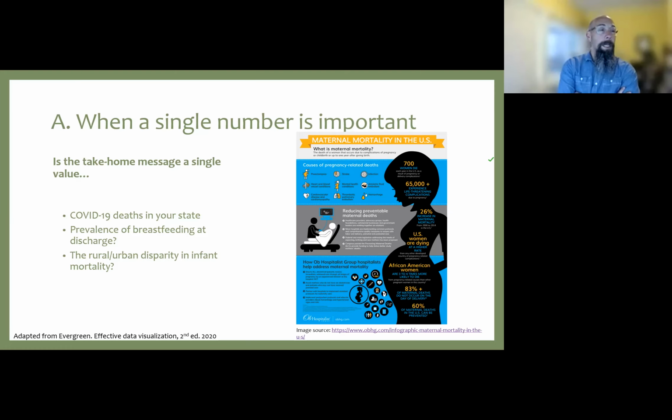So I just have other examples here. What are the COVID-19 deaths in your state, or the prevalence of breastfeeding at discharge, or the rural-urban disparity?